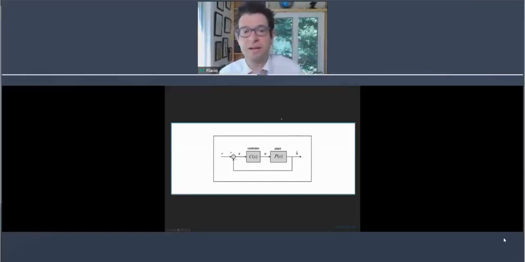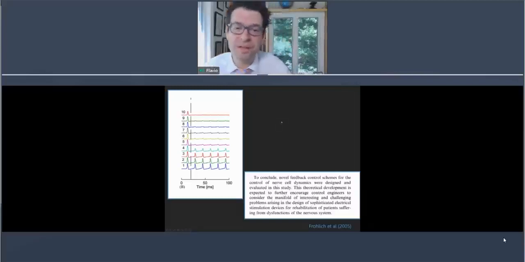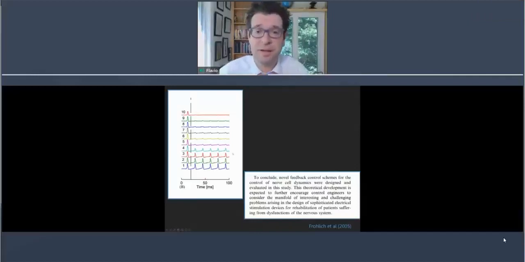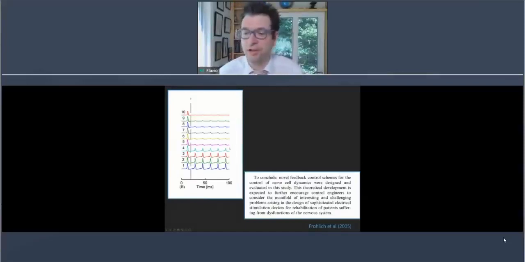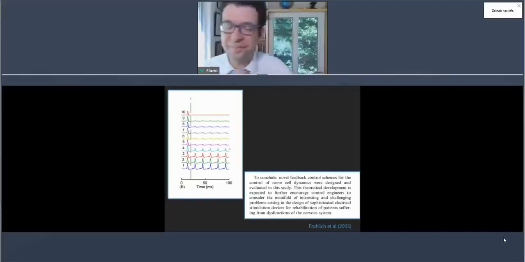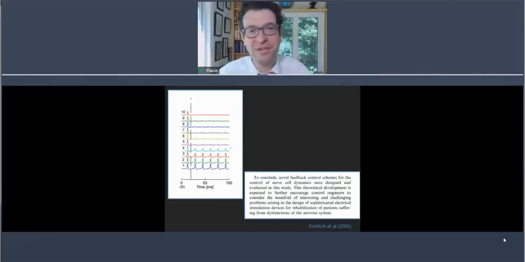And quite a while ago, when I was still an undergraduate in electrical engineering, I thought, well, the same principles could also be applied to neuroscience. And here this plot shows an example. This is a simulation of a state-based controller that worked very well to suppress repetitive neural firing in a biophysical model of a single neuron. And in very optimistic terms, I concluded that essentially control engineers are called to action should consider the manifold of interesting and challenging problems arising in the design of sophisticated electrical stimulation devices for rehabilitation of patients suffering from dysfunction of the nervous system. And here we are about 16 years later, and I think what this event nicely puts together is that we've made quite some progress, but that the actual vision that this is a treatment that works is still something that a lot of work is needed.